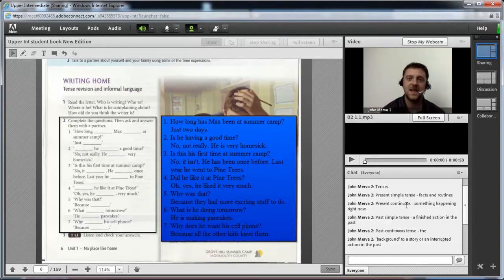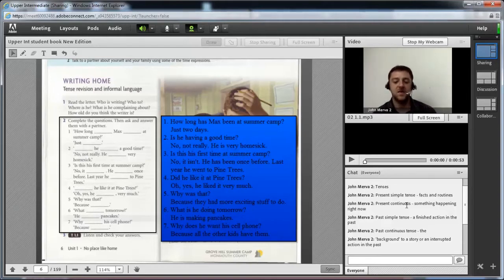Present continuous tense is something that we use to describe an action that is happening right at this moment. So if we look back at number 2 in the exercise, is he having a good time? That's something that's happening even as he's writing the letter. We can then move into our past tenses, the past simple tenses. We've talked about it briefly already. It's a finished action in the past. So he went to Pine Trees was our answer in number 3.